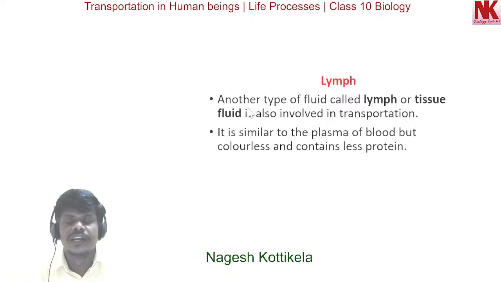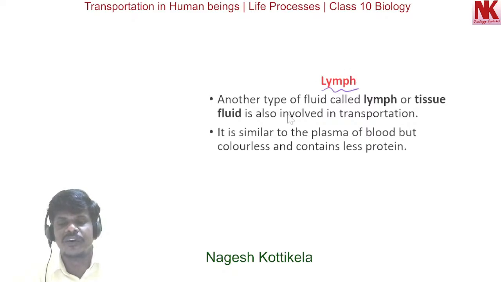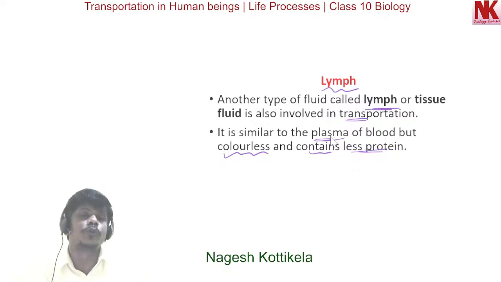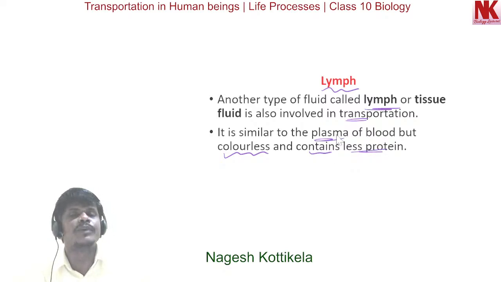Now, one more important fluid connective tissue is lymph. Another type of fluid called lymph or tissue fluid is also involved in transportation. It is similar to the plasma of blood but colorless and contains less protein. So when compared with blood, lymph is colorless and contains less protein.